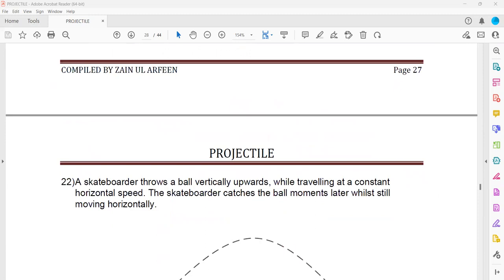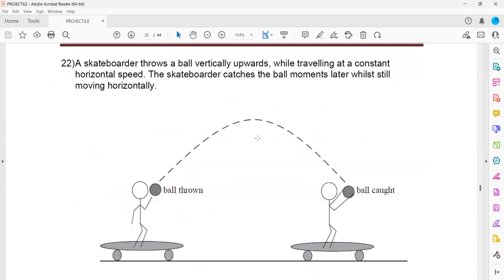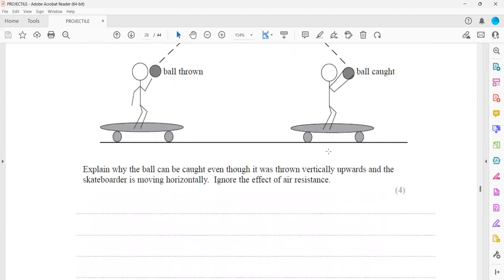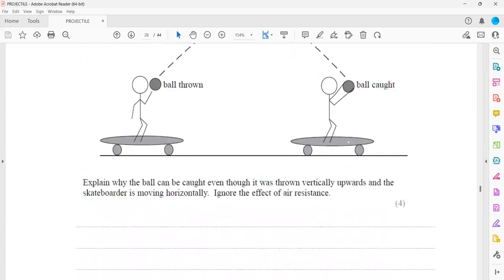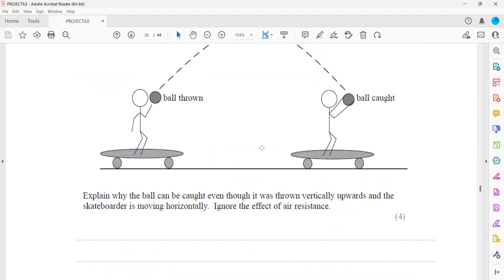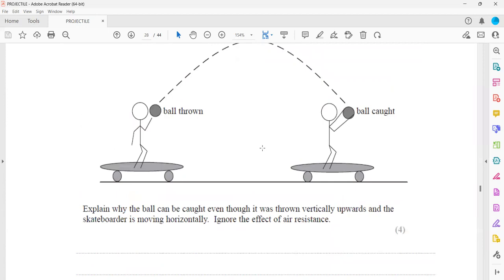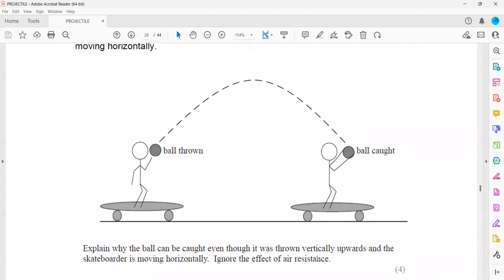Then question 22. A skateboarder throws a ball vertically up while traveling at a constant horizontal speed. The skateboarder catches the ball a moment later, still moving horizontally. Explain why the ball can be caught even though it was thrown vertically upward and the skateboarder is moving horizontally. Ignore any effect of gravity.